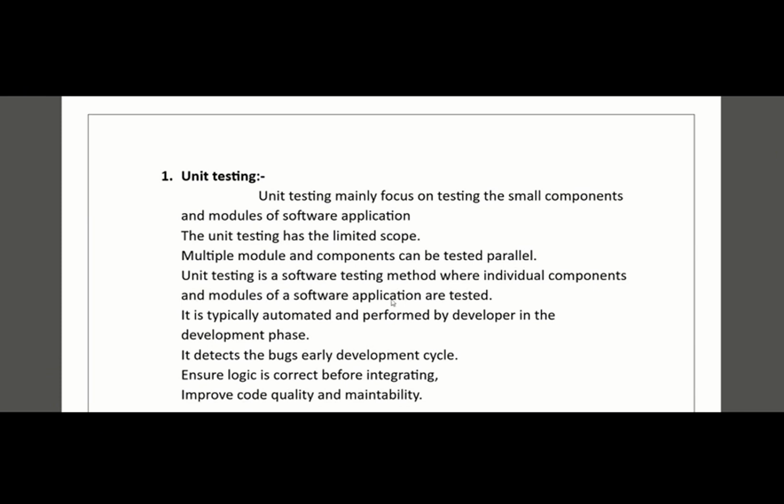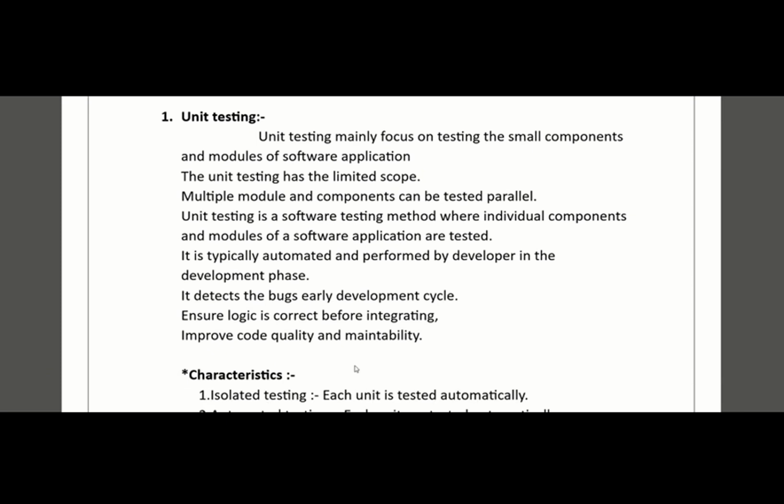Unit testing is a software testing method where individual components and modules of a software application are tested. It is typically automated and performed with the help of developers in the development phase. It helps to detect bugs in the early development cycle. It ensures logic is correct before integrating, and improves code quality and maintainability.